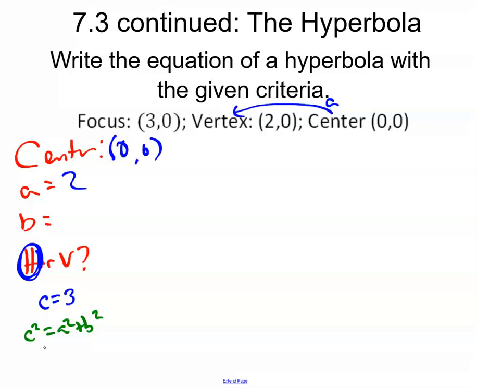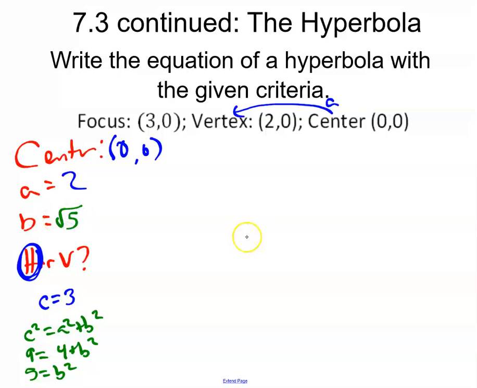So one thing that may help you keep them straight: with ellipses, the equation has a plus sign, and the focal points equation is subtraction. With hyperbolas, the equation has subtraction, and the focal point equation uses addition. So they're kind of switched there, if that helps you remember it. All right, so C squared is 9 equals A squared, which is 4, plus B squared. That means 5 equals B squared, which means B is the square root of 5.